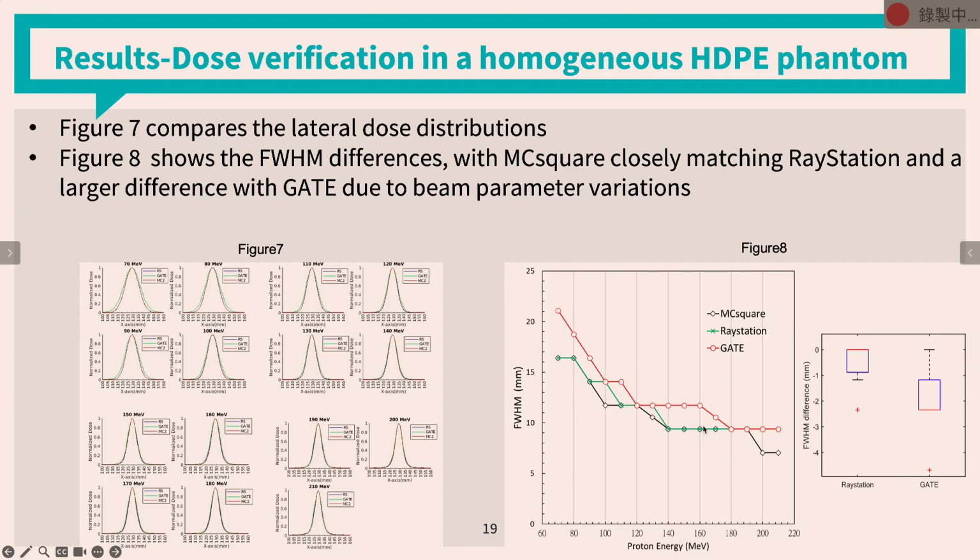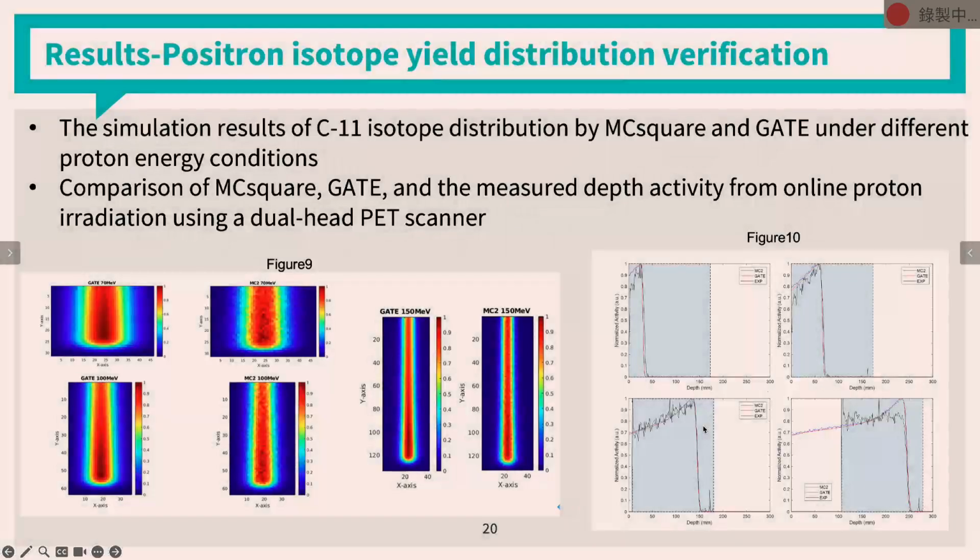And this is about the positron isotope yield distribution verification. Figure 9 shows the distribution in the distal range region is highly consistent between the GATE and the MC², however slight differences remain in the proximal region. We suggest that these differences may arise from the delta tracking variance reduction technique used in the MC², which could affect the yield rate and result in small shifts in the distribution.